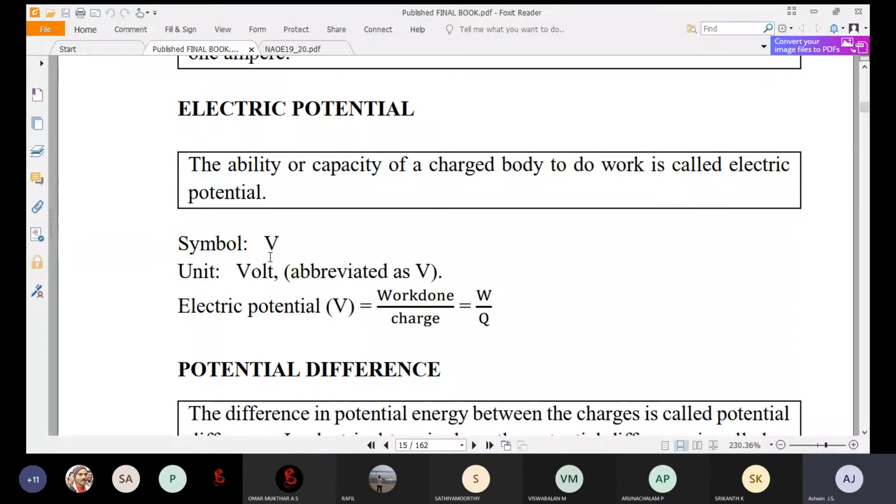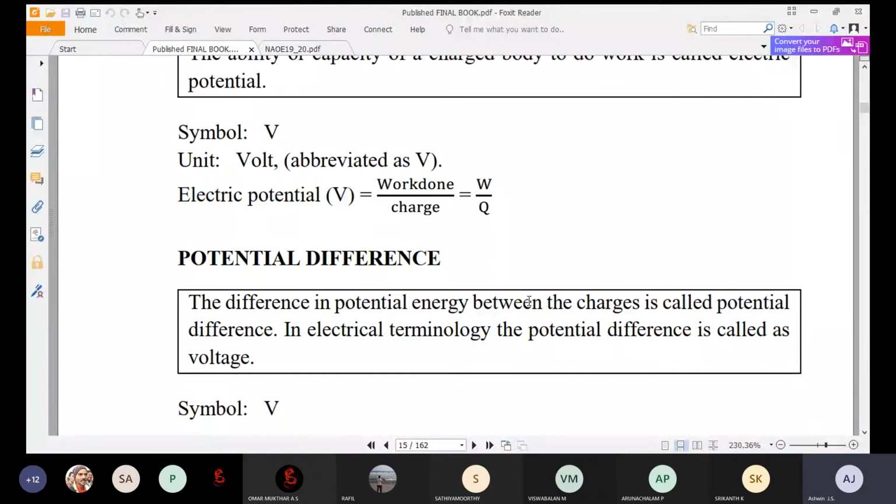Listen carefully, guys. While solving the problem, after you get the result, you have to put the particular unit. If you are calculating resistance, you have to put the ohm symbol. If you are calculating capacitance, it will be farad. If it is inductance, you have to put henry. So don't forget to put the unit, otherwise you will lose marks. Okay?